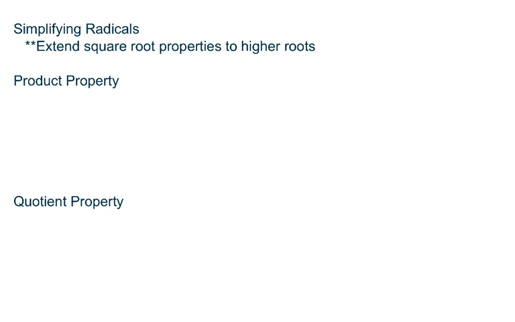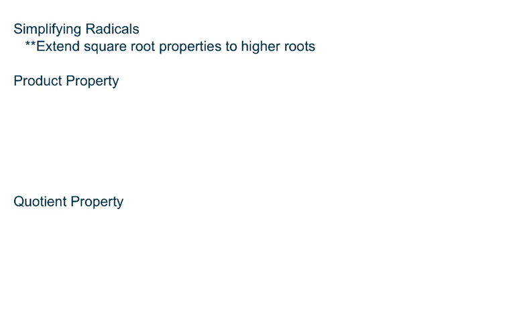The second part of this video is simplifying radicals. When we talk about simplifying radicals, we've already done some of that. We've talked about simplifying square roots, but now we're just going to extend those square root properties to higher roots. So 3rd root, 4th root, 5th root, 10th root, 100th root, whatever it might be. We can use those same two properties, the product property and the quotient property.